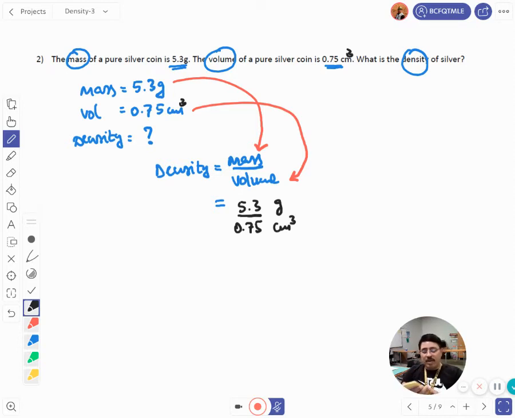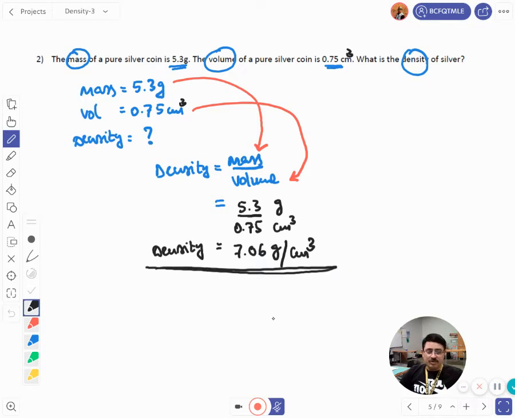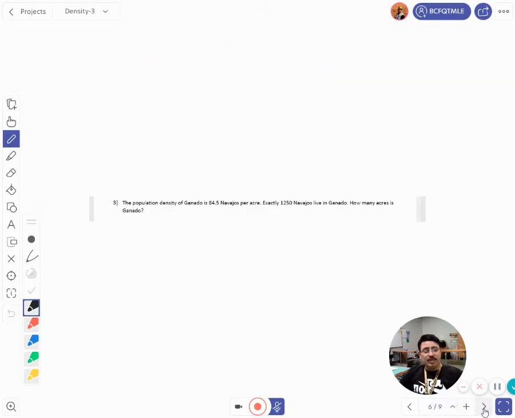Now I'm taking my calculator: 5.3 divided by 0.75 is computed. I see that 7.06. Therefore, 7.06 grams per centimeter cubed, that's the density. It's a pretty easy question. I know that you will not be having any questions or doubts. So let me quickly jump to the next page.